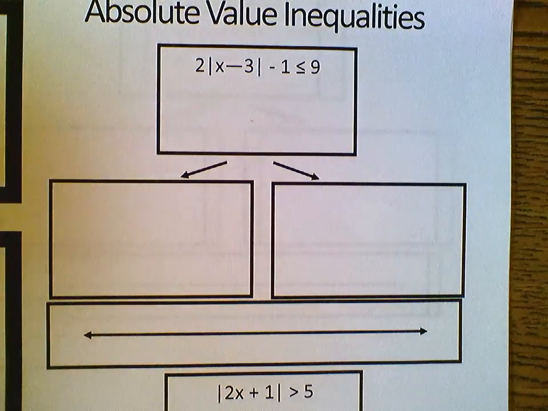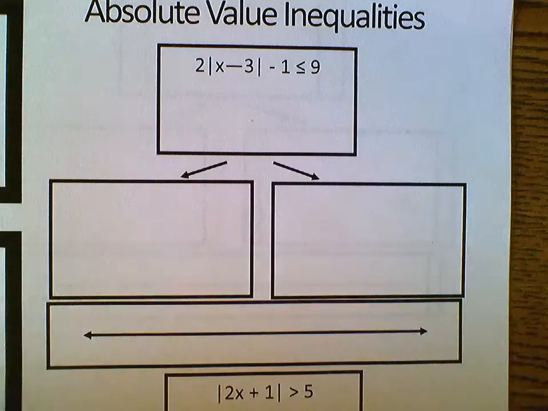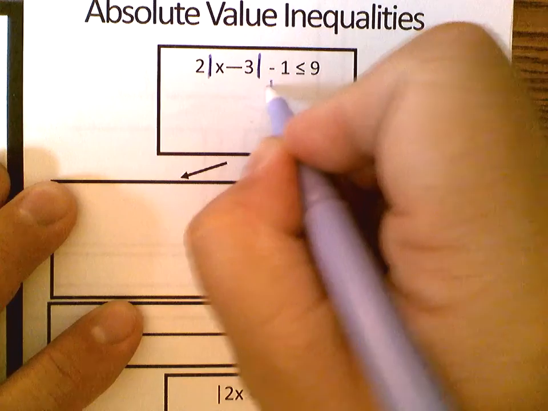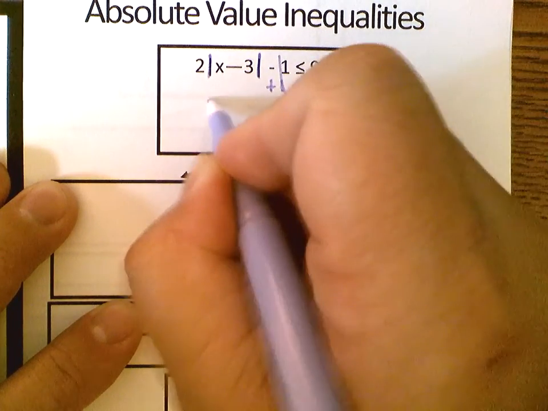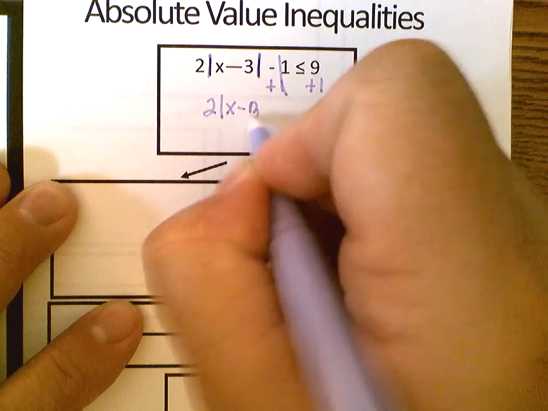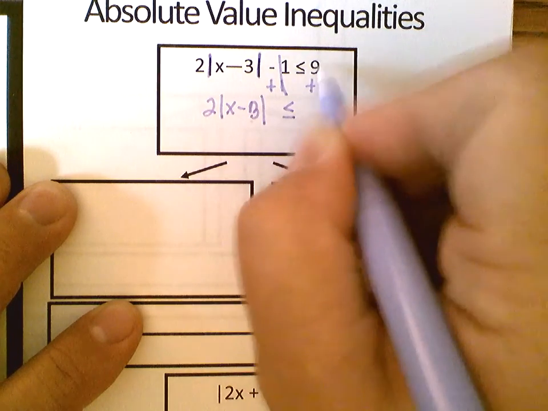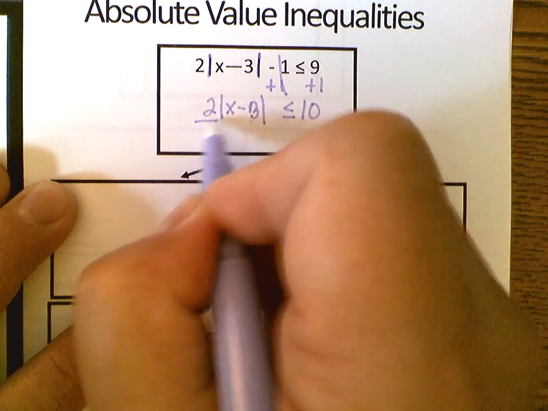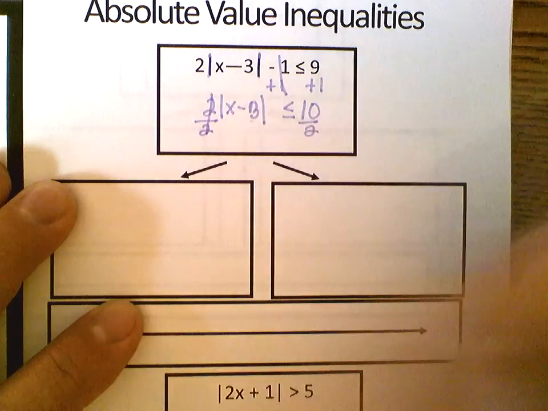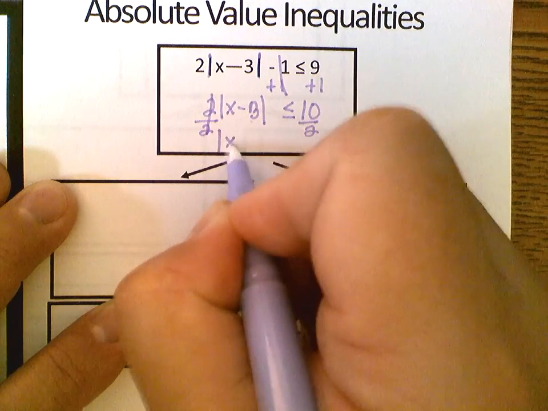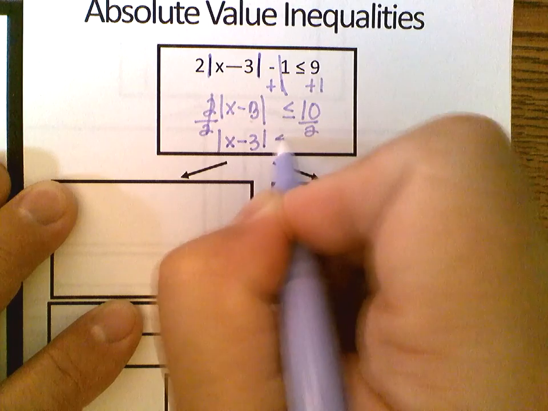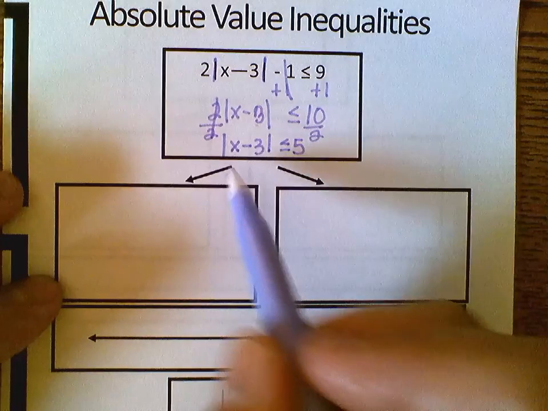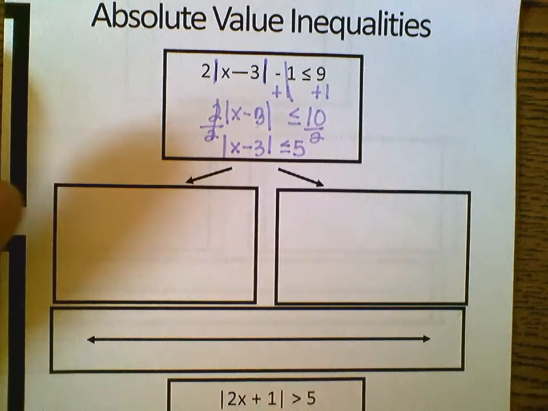So here we are with our first inequality. And remember, we have to isolate the absolute value first. So I'm going to add the 1. 9 plus 1 is 10. And then remember, this is not distributive property we're going to use here, so I'm going to divide both sides by 2. So I have the absolute value of x minus 3 is less than or equal to 10 divided by 2 is 5. So there's my isolated absolute value expression.